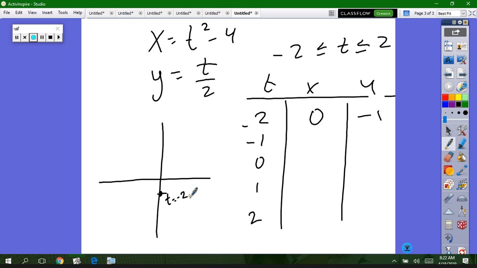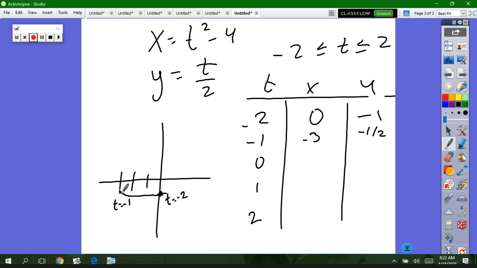Okay, let's plug in -1. -1 squared is 1, 1 minus 4 is -3. Then -1 divided by 2 is -0.5. Is anybody not understanding how I'm getting these values? I'm plugging these values into the X equation and into the Y equation. So the point is -3, -0.5. That was T equals -1. So far we're connected to there.